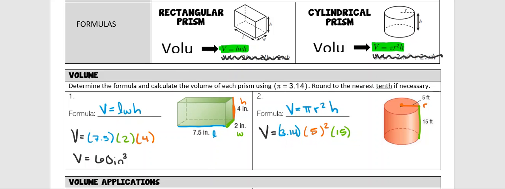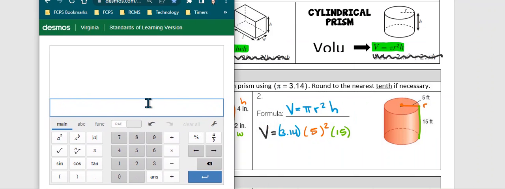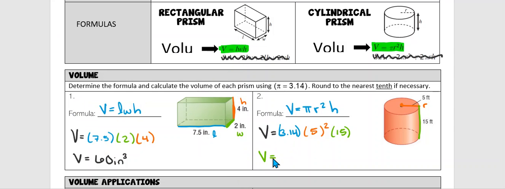Now we come back to Desmos, and we're going to type that in. If you have anything old in Desmos, you can just hit clear all, and that'll get rid of it. Again, we're going to type in exactly what we see: parentheses 3.14, parentheses 5, close it, click the squared button, and then parentheses 15. I want to make sure it matches what I've written exactly. So this is 1,177.5. And now we need a unit. I see that I have feet here, and volume is always units cubed.